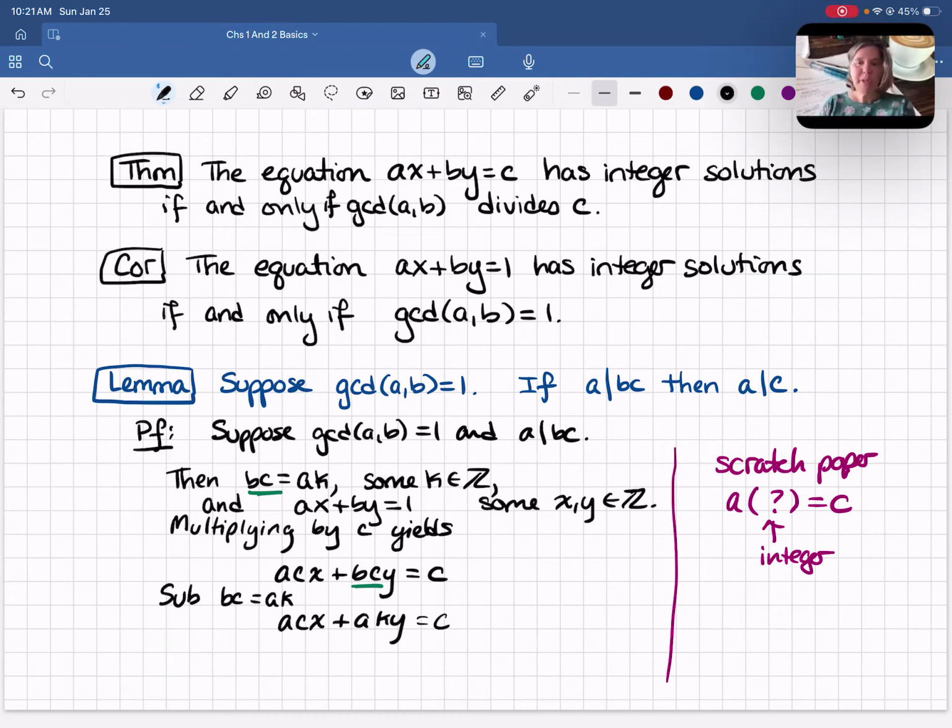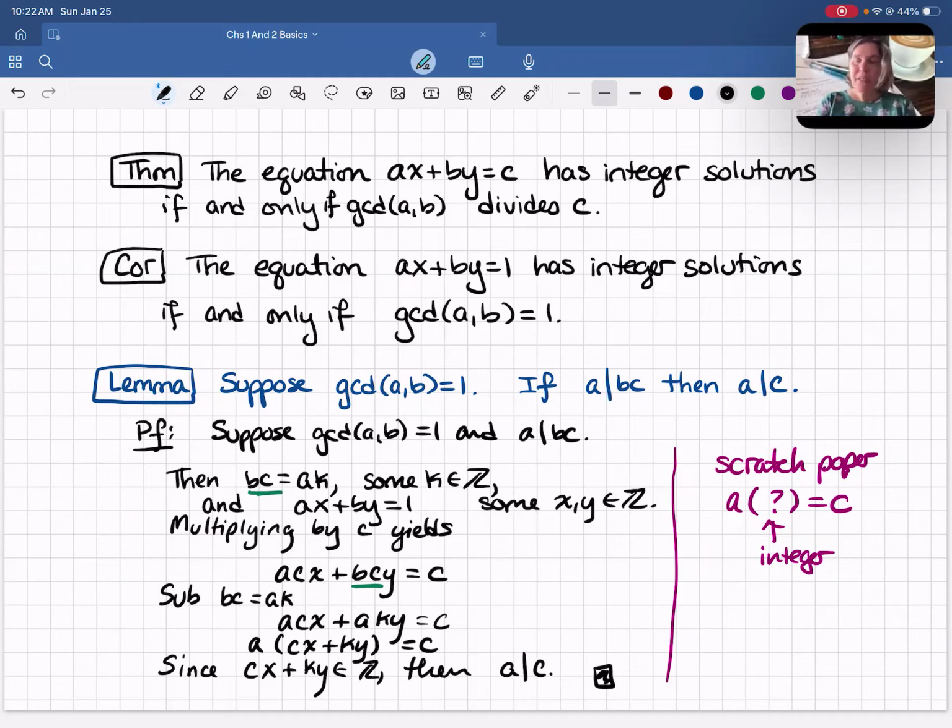Can I factor an a out of the left-hand side now? Yes. a times (cx plus ky) equals c. Now, is this a times an integer equals c? c, x, k, and y are all integers, and I'm not doing any dividing, I'm just multiplying and adding. And so, yes, that's an integer. So I can say since cx plus ky is an integer, then a divides c, which is what we wanted to show.